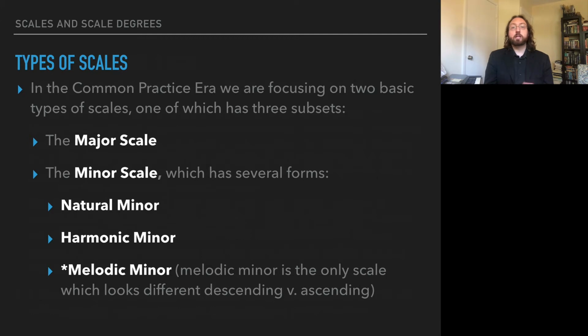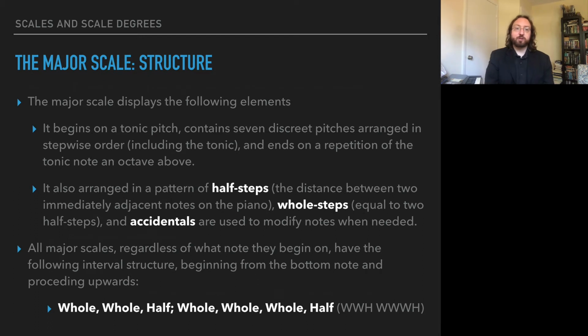It's worth pointing out that the melodic minor is an outlier. For the major scale and natural and harmonic minors, those will look the same and have the same pitches whether they are ascending or whether they are descending. For the melodic minor scale, it will look different in its ascending form and its descending form. Therefore, we'll be looking at that one last because it's an exception to the rule. Let's begin with the major scale.